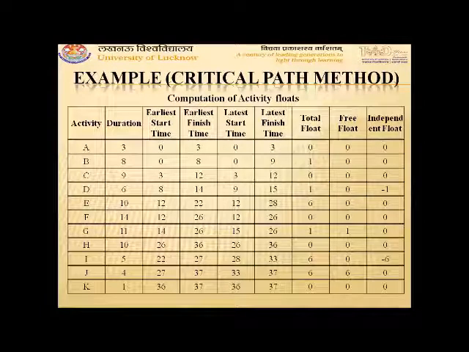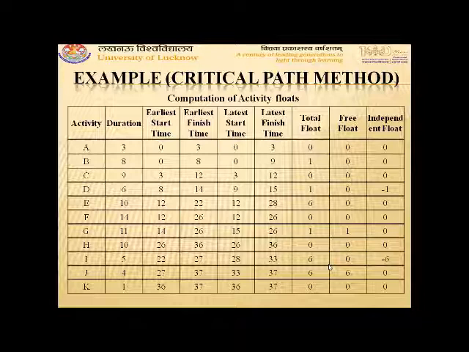Here you can see the total float, independent float and free floats for the activities B, D, E, G, I and J are not 0. Whereas for the activities A, C, F, H, K, all the floats are 0. So here we can say that A, C, F, H, K lie on the critical path, or these are the critical activities, whereas other activities are non-critical activities. And for non-critical activities, at least one float comes out to be non-zero.